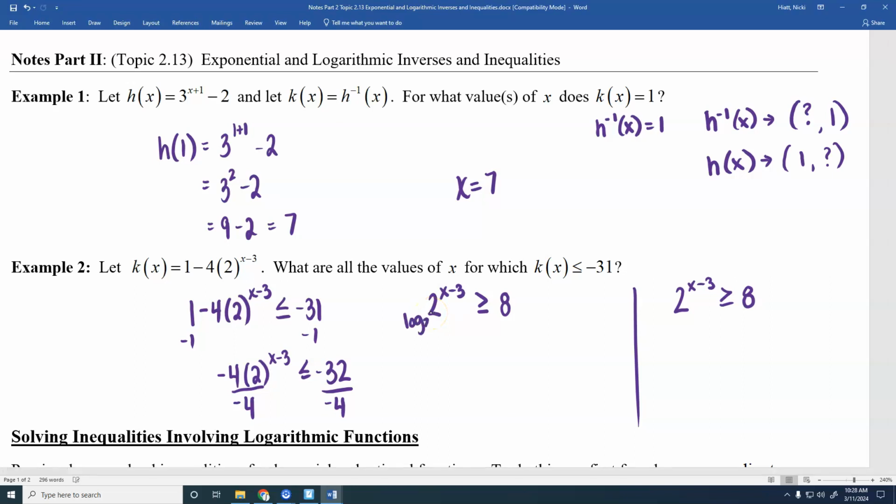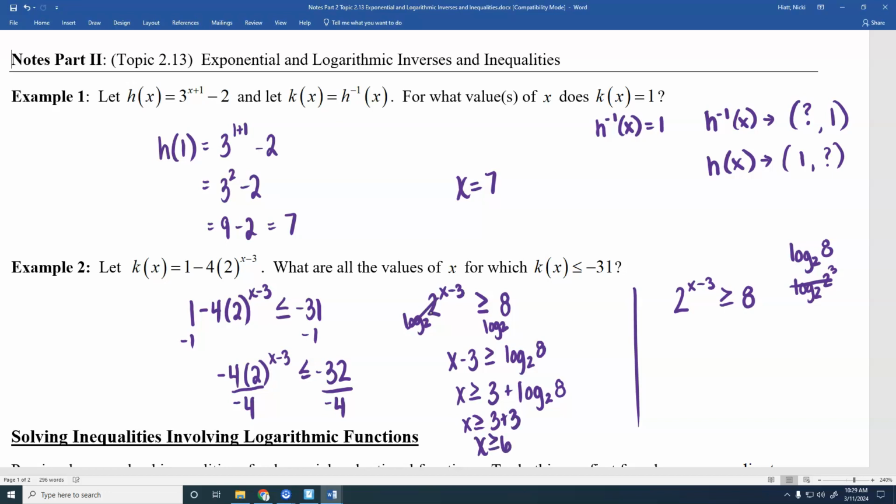Log base 2. So I will log base 2 this and log base 2 this. I will have x minus 3 is greater than or equal to log base 2 of 8. And then I will need to add the 3 over. So x will be greater than or equal to 3 plus log base 2 of 8. However, they will not give this answer like you see it here. It's going to be a whole number, because log base 2 of 8 can be evaluated. What would that be? It's going to be 3, because that could be log base 2 of 2 to the 3rd. Those cancel. So this is really just x is greater than or equal to 3 plus 3. So x is greater than or equal to 6.